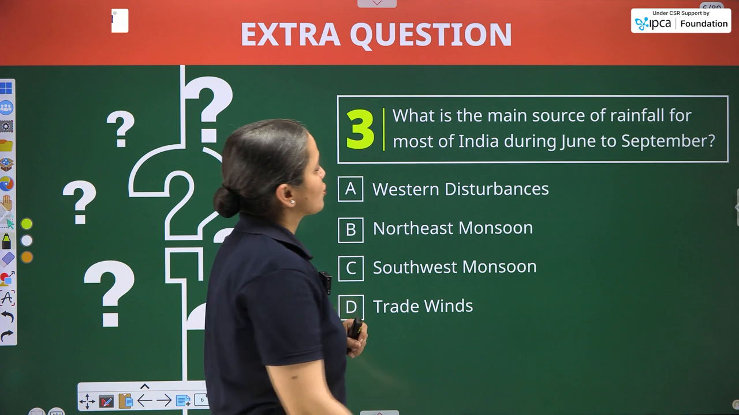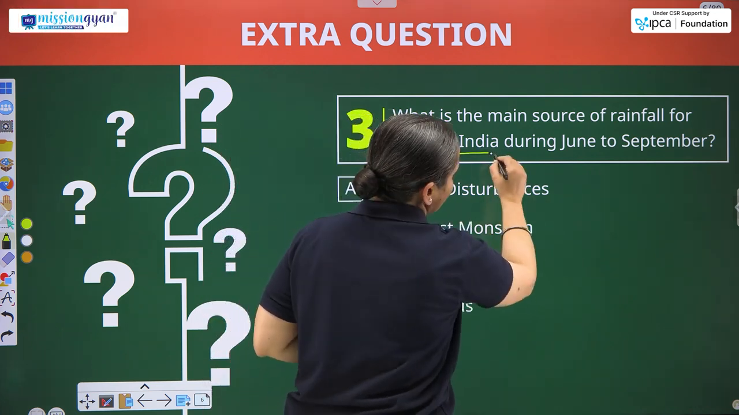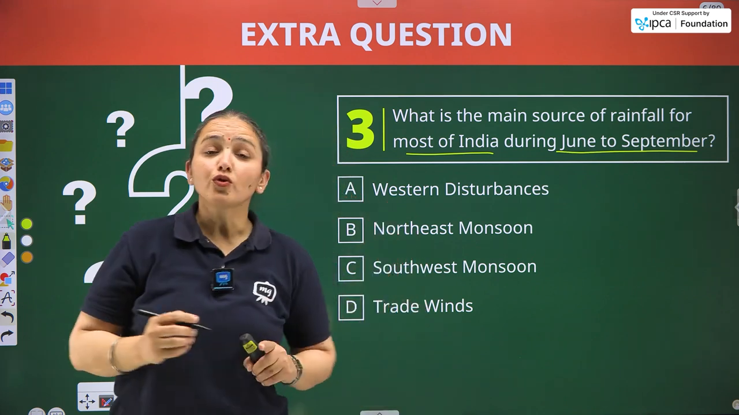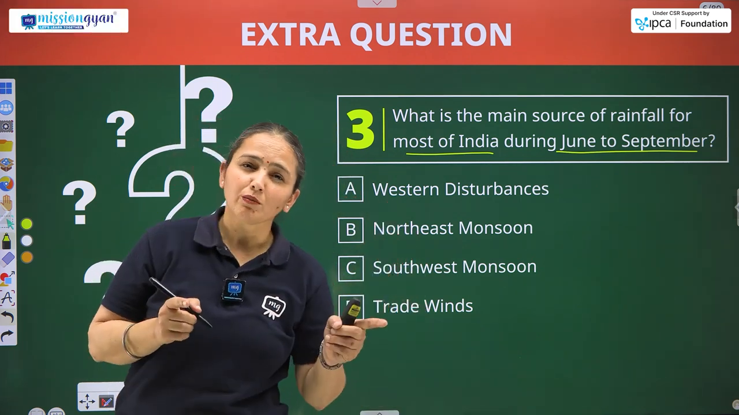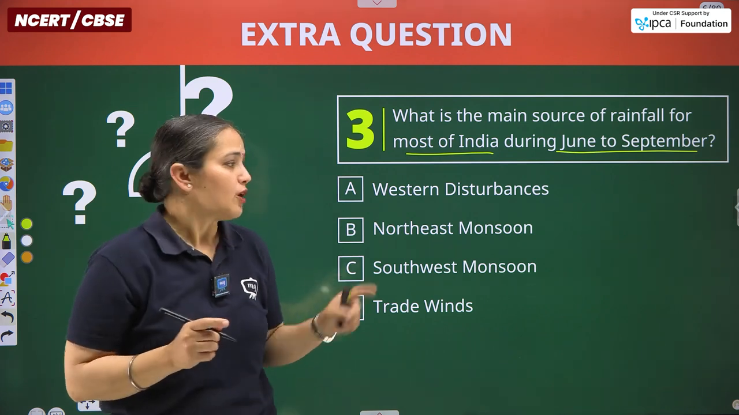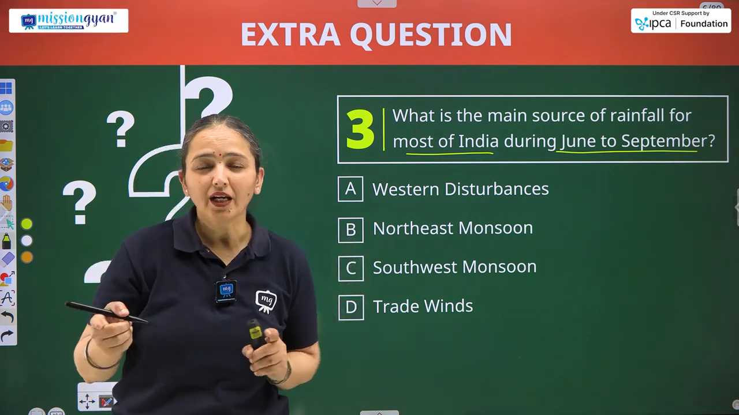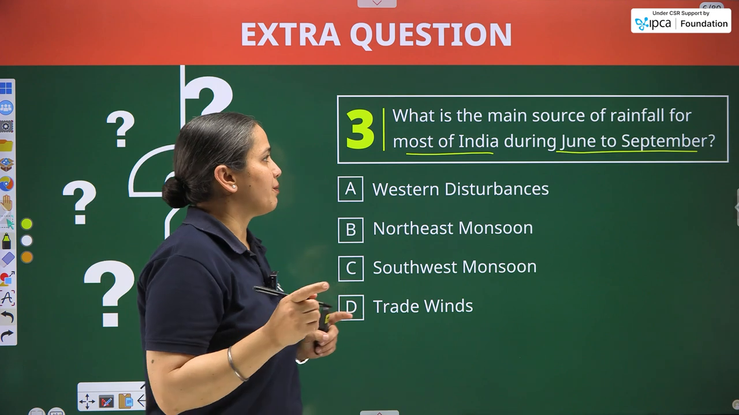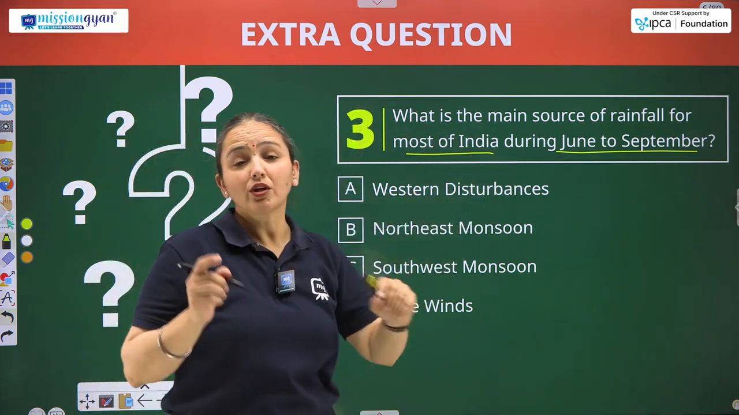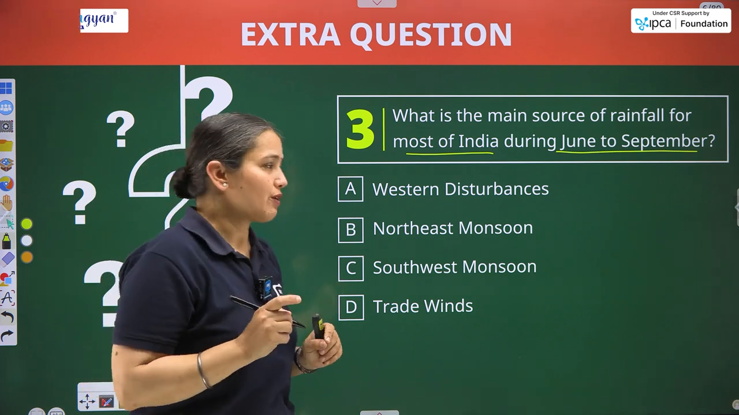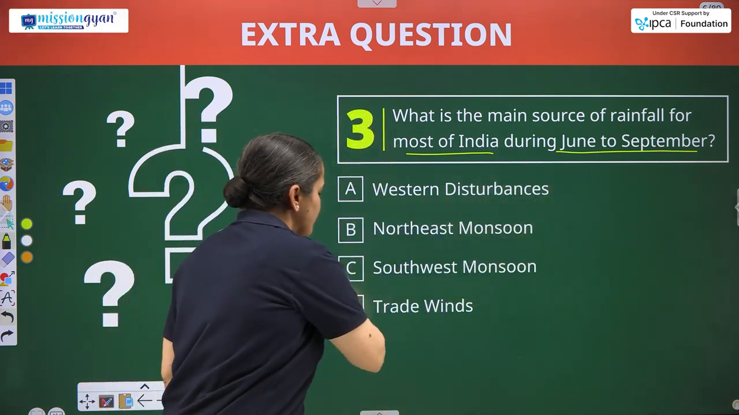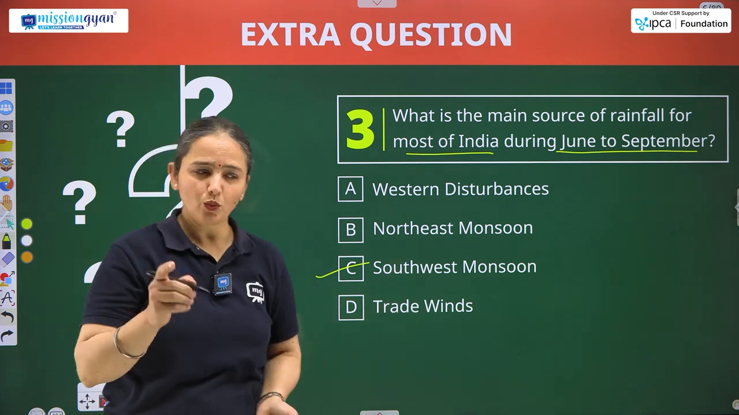What is the main source of rainfall for most of India during June to September? So June to September is the duration of advancing monsoon season or retreating? Yes, it is the duration of advancing monsoon, because for the retreating monsoon, what is the duration? October to November. And in here we are talking about the main source of the advancing monsoon rainfall that occurs in between June to September. So that is the southwest monsoon winds.